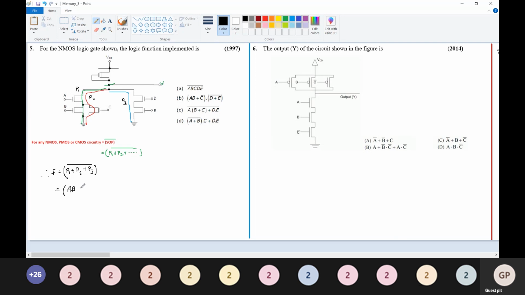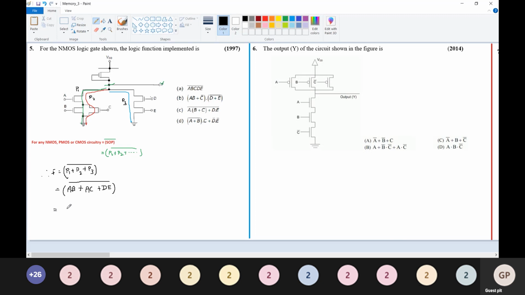The second parallel path is going to be A and C, plus the third parallel path is going to be D and E. All of this is an SOP. This is your SOP expression, which is complemented.